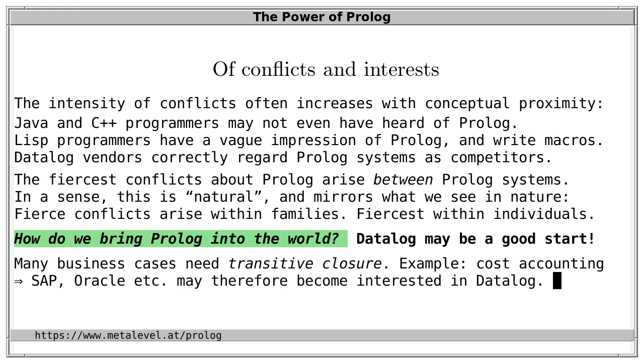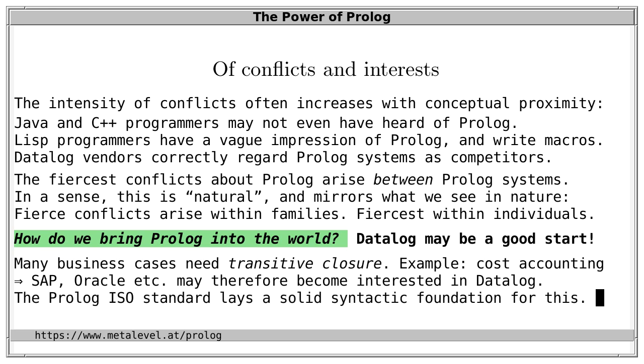So in due time, large database vendors such as SAP and Oracle may become interested in Datalog to store this information. And by then, we must have everything ready. For example, the Prolog ISO standard already lays a solid syntactic foundation and also improves over time. And such use cases for businesses are also a very good reason to keep to the standard Prolog syntax in Datalog systems, because it makes your solutions more readily usable in highly regulated areas, such as governments.